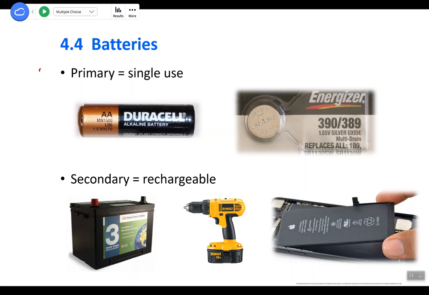There are two different types of batteries, primary and secondary. Primary batteries are not rechargeable. They're single-use batteries. You plug it into your remote control, and when it dies, you dispose of it responsibly. Some of our first dry cell batteries were zinc carbon or zinc manganese dioxide batteries.